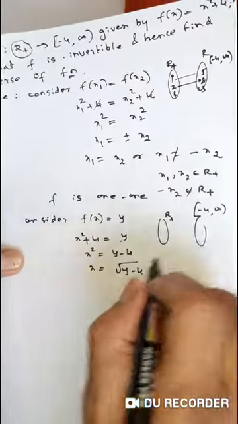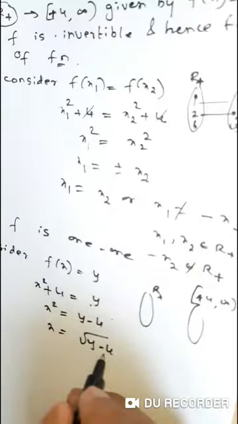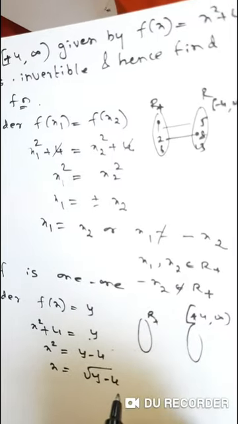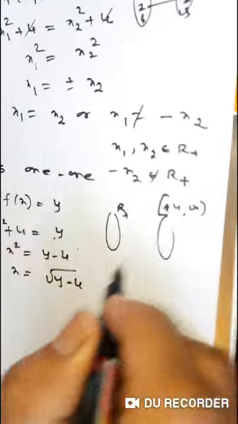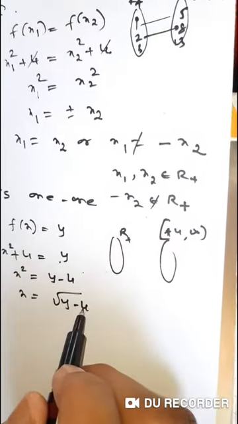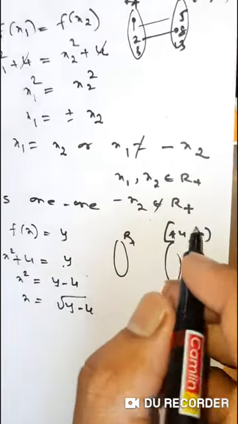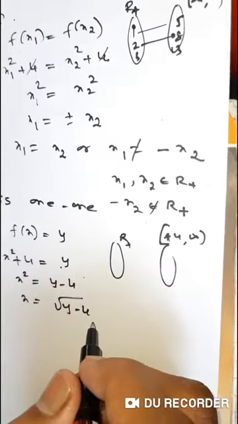Now try to put the value of y from the given set. Sorry, it is 4 comma infinity. So put y equal to 4, 4 minus 4 is 0, which is a real number, but not positive real number. Put 5, 5 minus 4 is 1, positive real number. Put y equal to 6, 6 minus 4 is root 2, positive real number. Put y equal to 7, 7 minus 4 is root 3, positive real number. So for every y belongs to 4 comma infinity, x belongs to R plus.